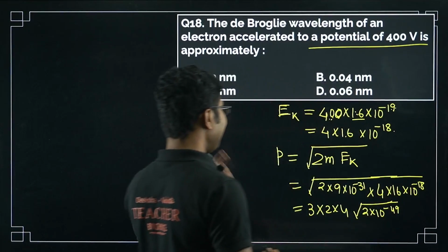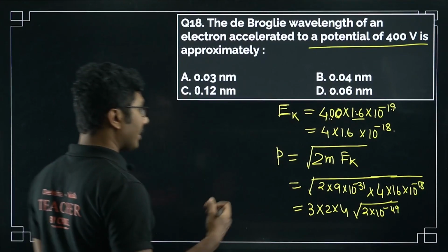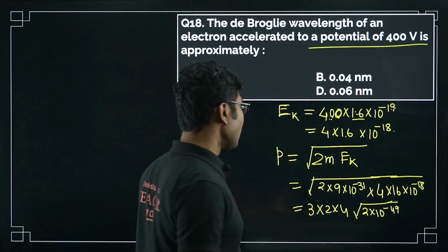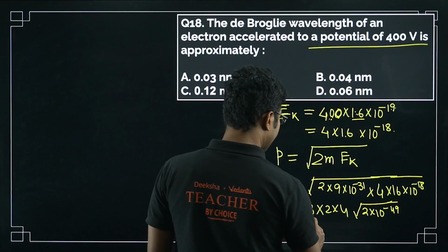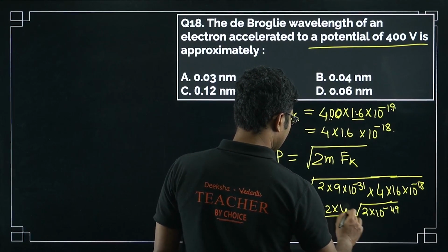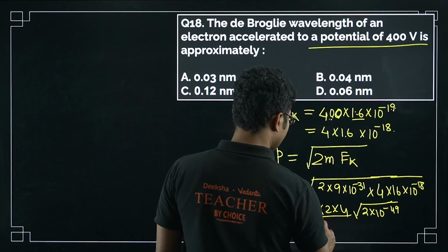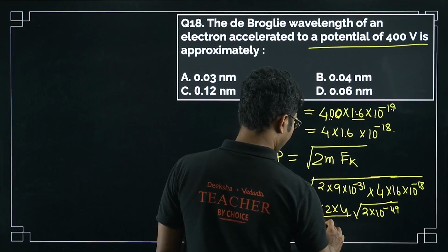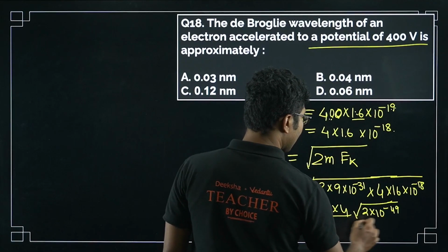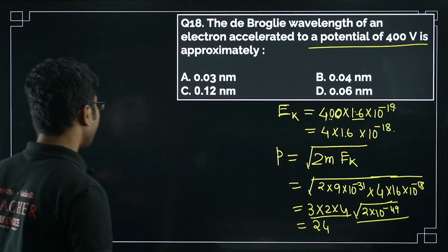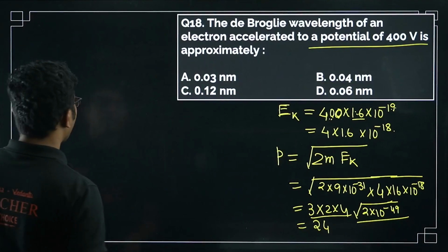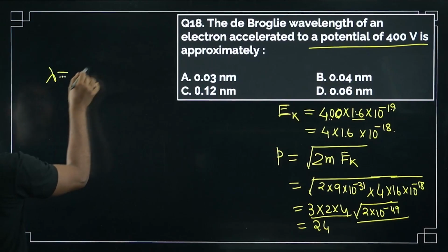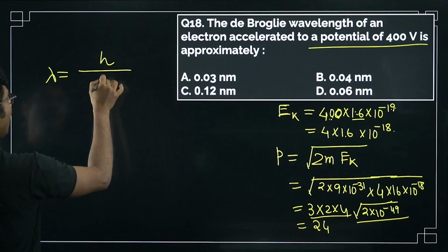Okay, so I have to do a little bit more approximation. We will do it in a while, but first let's see this one. 3 to the 6, 24. I will do the approximation about this in a while. First, what we have to do is find the formula for wavelength. The formula for wavelength is h divided by momentum.